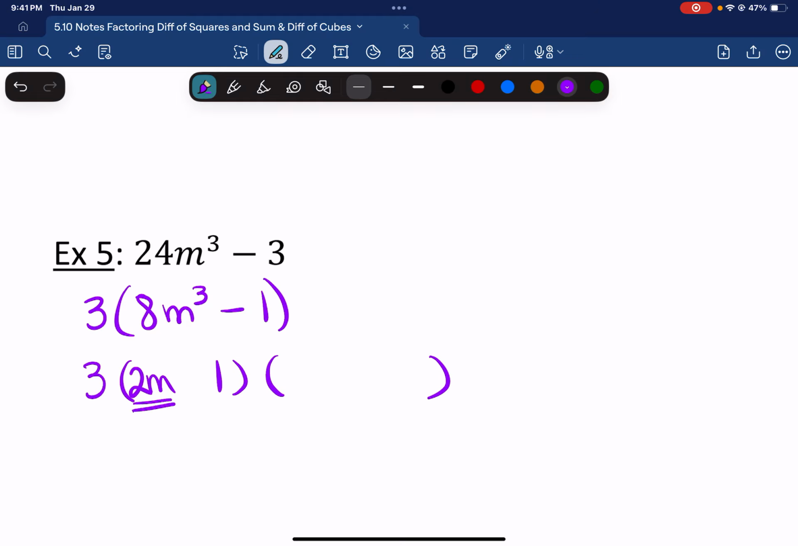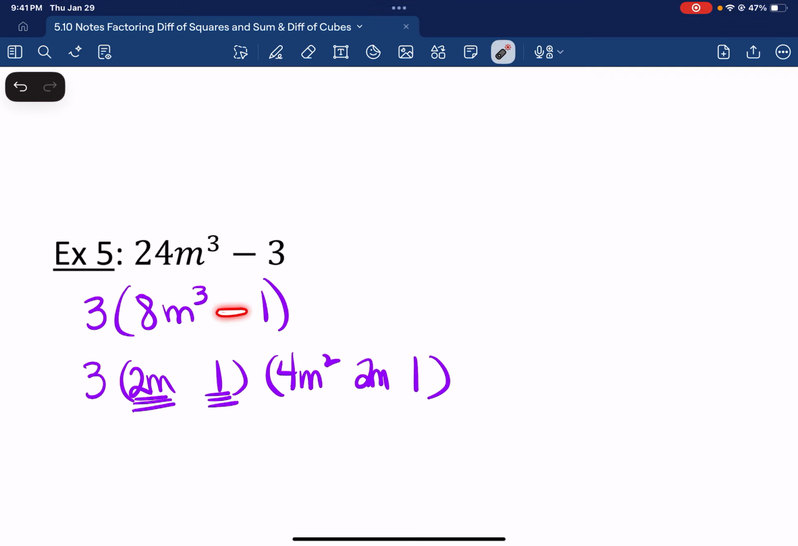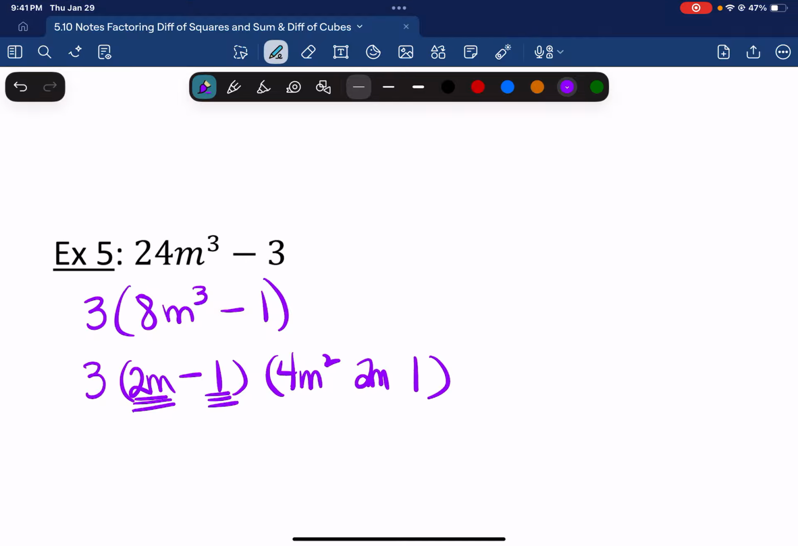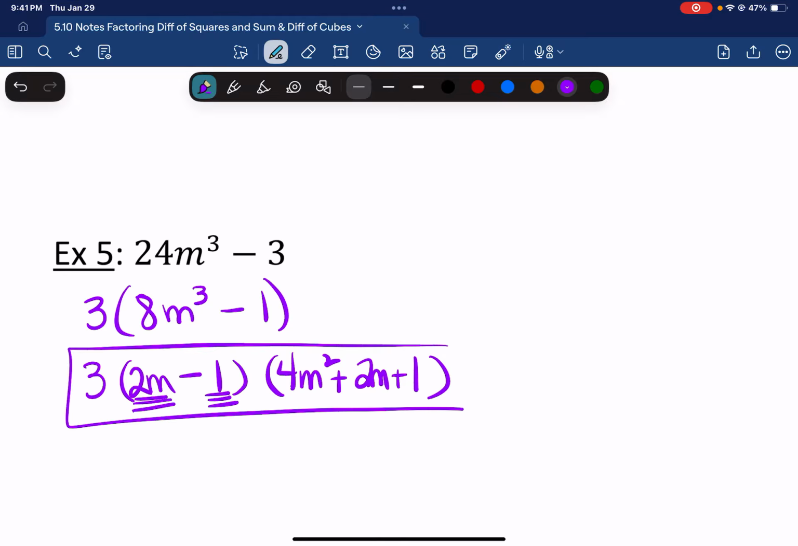First times first is first, 4m squared. Last times last is last, 1. First times last is in the middle. 2m times 1 is 2m. Isn't this a blast? The first sign's from the problem, so minus. The second is reversed. The last is always positive, no matter what the first.